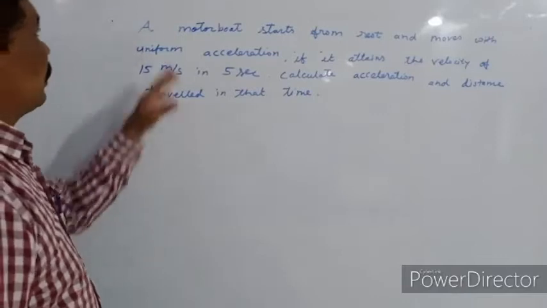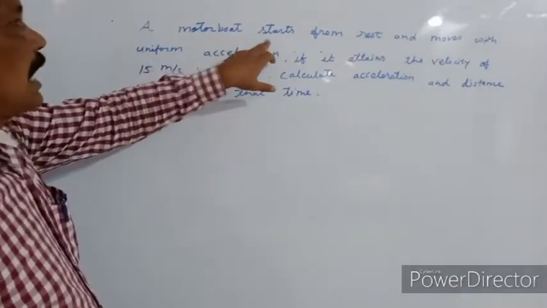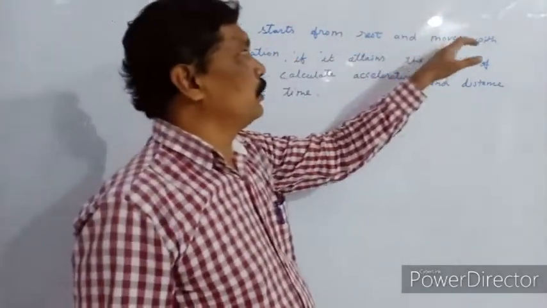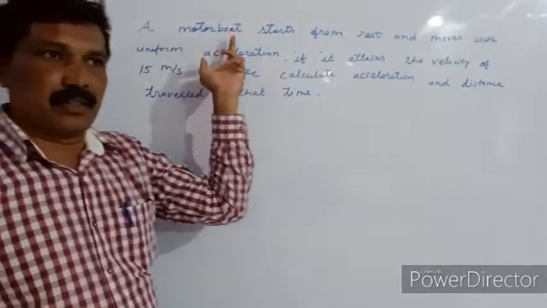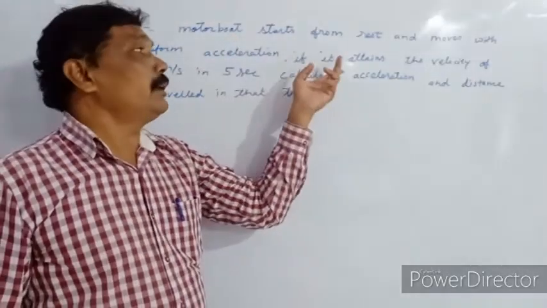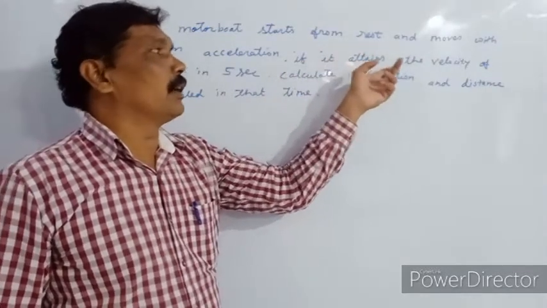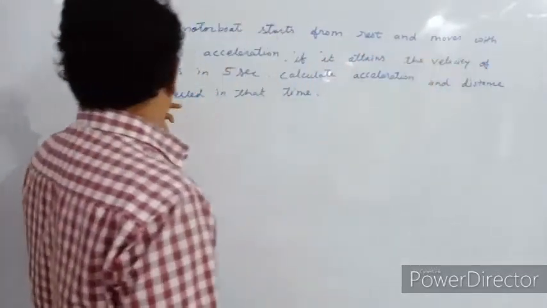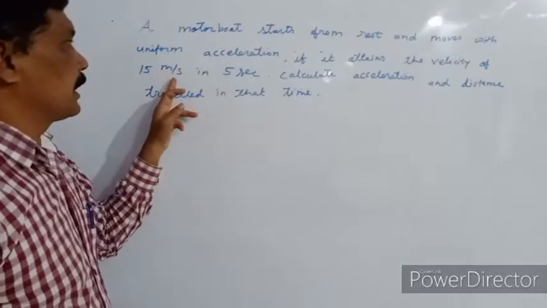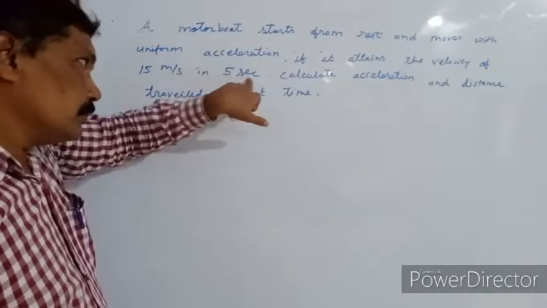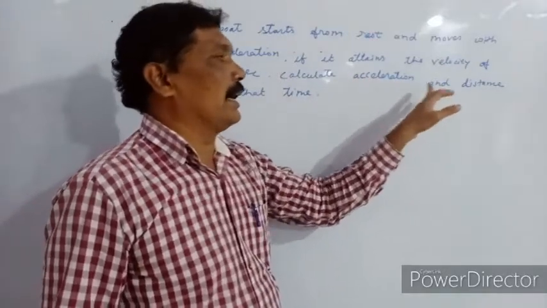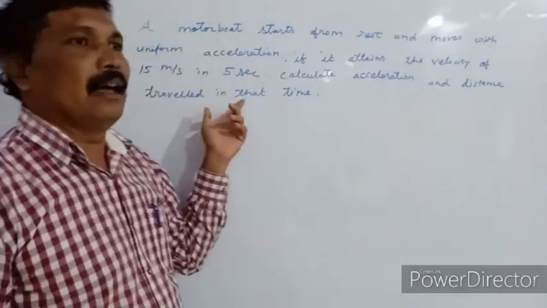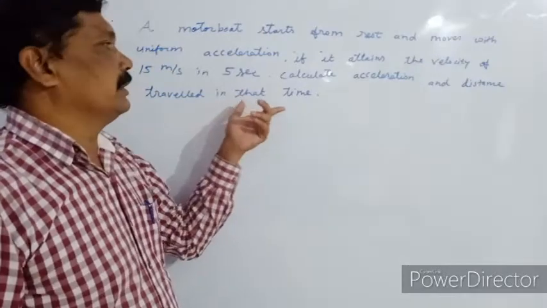The next example. A motorboat starts from rest and moves with uniform acceleration. If it attains the velocity of 15 meter per second in 5 seconds, calculate acceleration and distance traveled by the boat in that time.